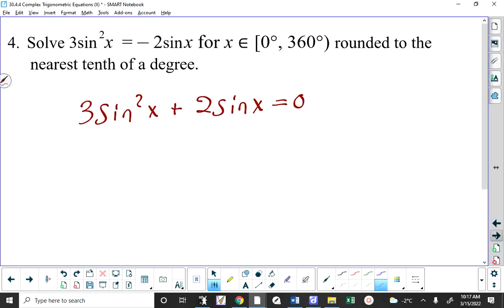But there's no constant term, so this goes full circle back to the beginning where I showed you that if there's no constant term, then factor out the common factor. And I can factor sine of x out of 3 sine squared of x to be left with 3 sine of x. And I can factor sine of x out of 2 sine of x to be left with 2.